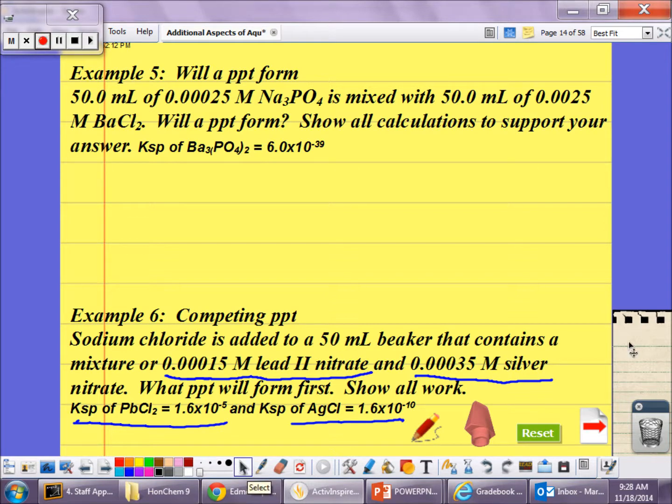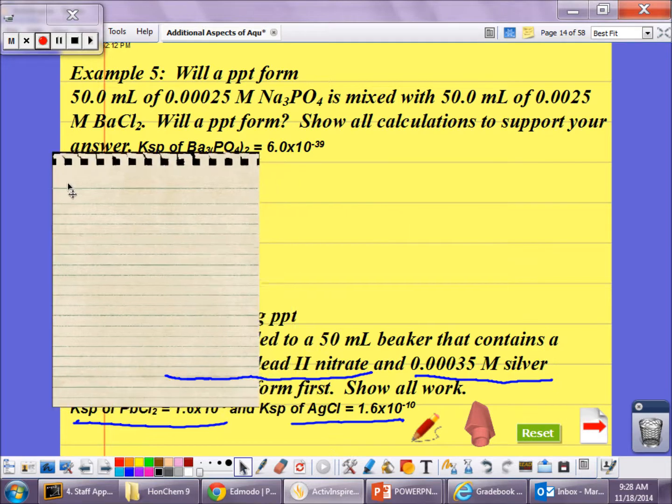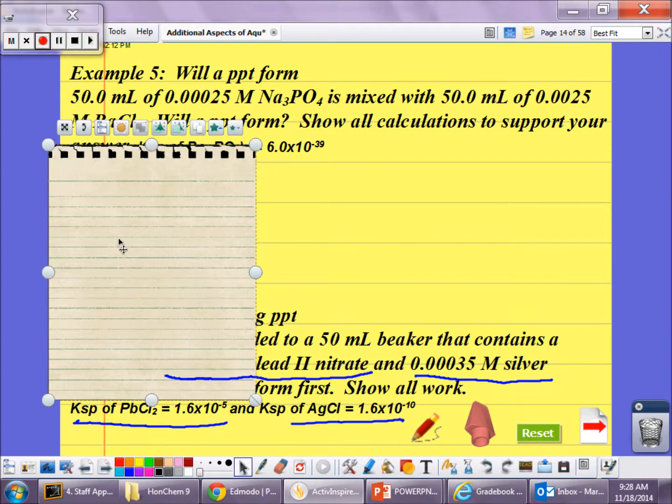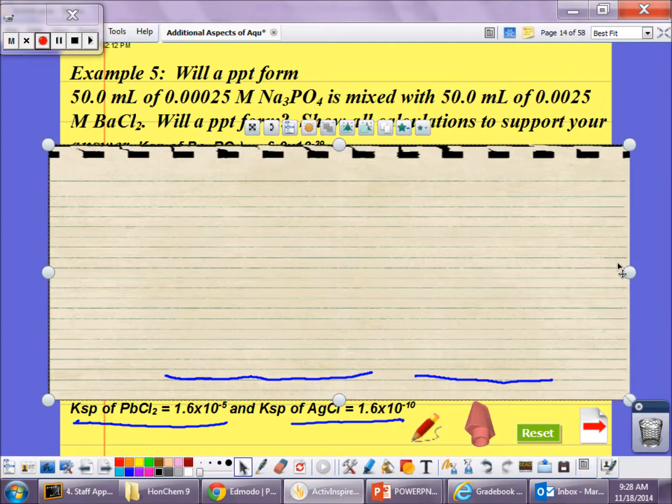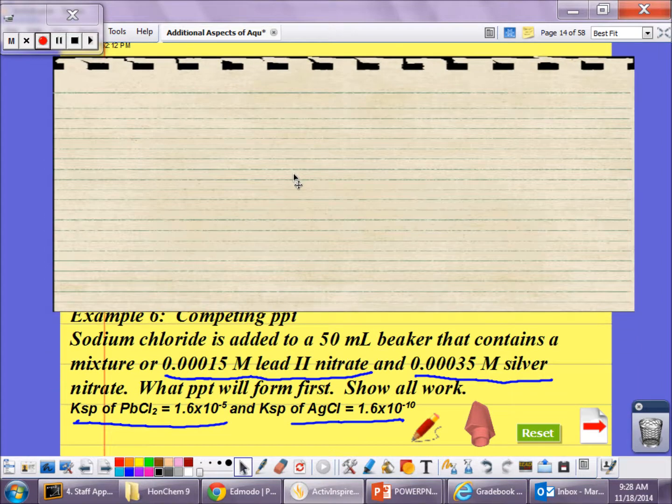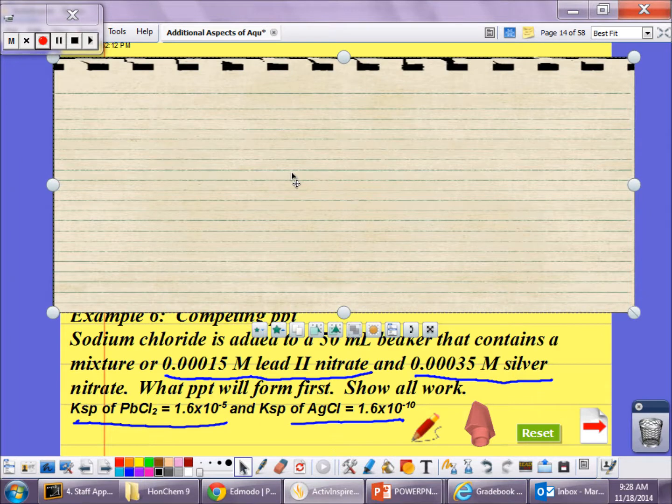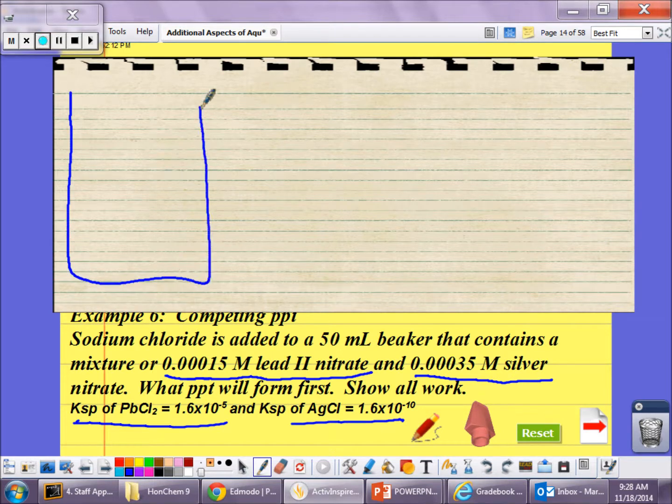This is one of the hardest problems for this section. Let me try to make space. Alright, let me try to understand what's going on. So we have, let me draw my beaker again. Even if it's ugly, I will still draw it. Here's the beaker. Let's see what I have in that beaker.